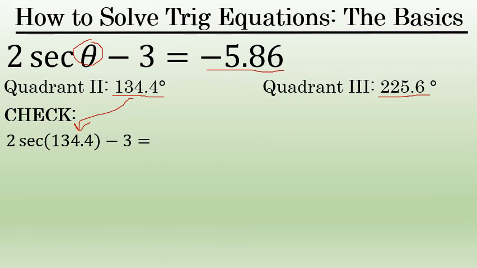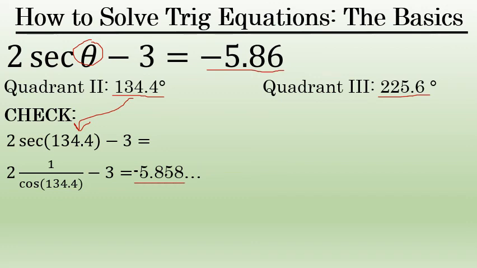Now again, my calculator doesn't have a secant key, but the cosine and the secant are reciprocals. So instead of entering secant of 134.4, I'll enter 1 over cosine 134.4. When I enter that reciprocal of the cosine, multiply by 2 and subtract 3, I get negative 5.858, which again is not exactly negative 5.86, but because I rounded off, it's close enough. 134.4 is definitely one of the two correct answers.